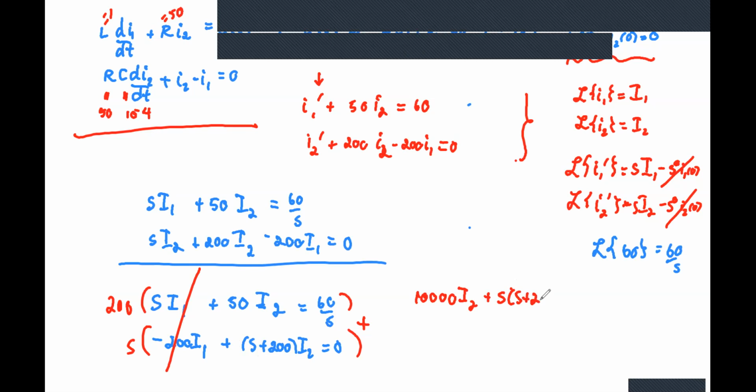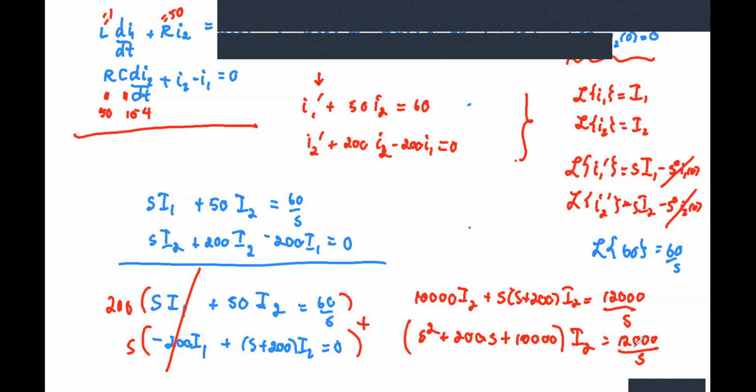Step by step. I2 equals 12,000 divided by s, sorry. So that's what we got. And then collect the coefficients of the I2: s times s, that is s squared, plus 200 times s plus 10,000, times I2 equals 12,000 divided by s. And next, divide all by the coefficient of the I2. Looks like the coefficient of the I2 is in the perfect square form of s plus 100 squared.